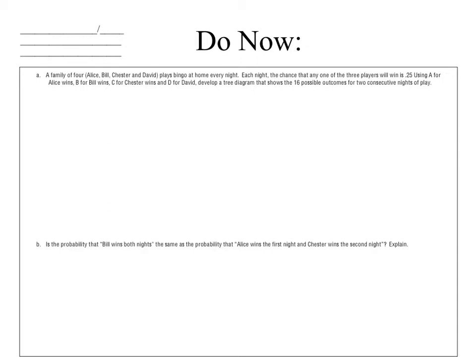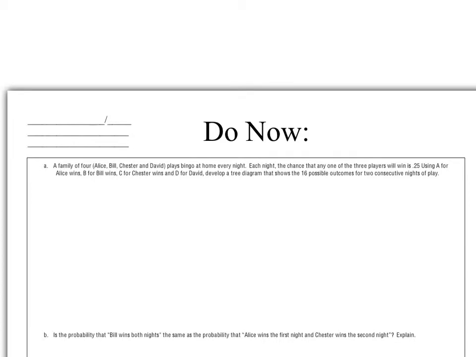All right, so looking at the do now, this should seem relatively familiar. It looks similar to a homework problem that we had. So looking at it, our two events are whatever happens on the two consecutive nights. So let's just call this night 1 and night 2. And these can be our outcomes.